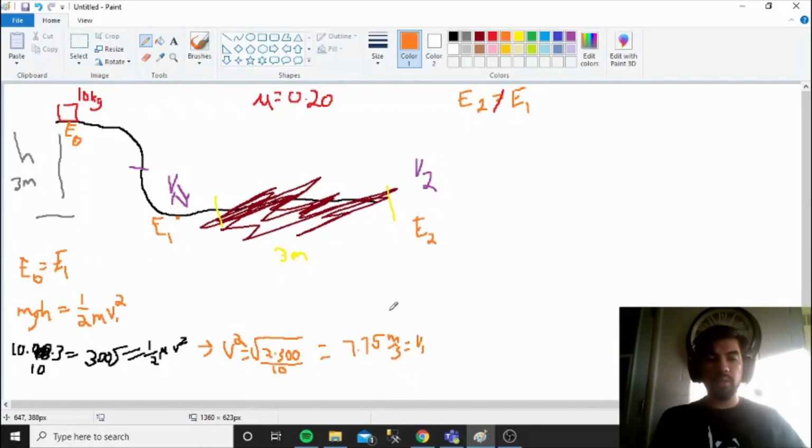So my initial velocity right here is 7.75. If you use 9.8, it would be a little bit lower than this, and that's okay. Again, I'm just trying to limit the work that I do because physicists, you know, they're just lazy. They really are. So now here's the thing. The energy here cannot equal here because we have this muddy section.